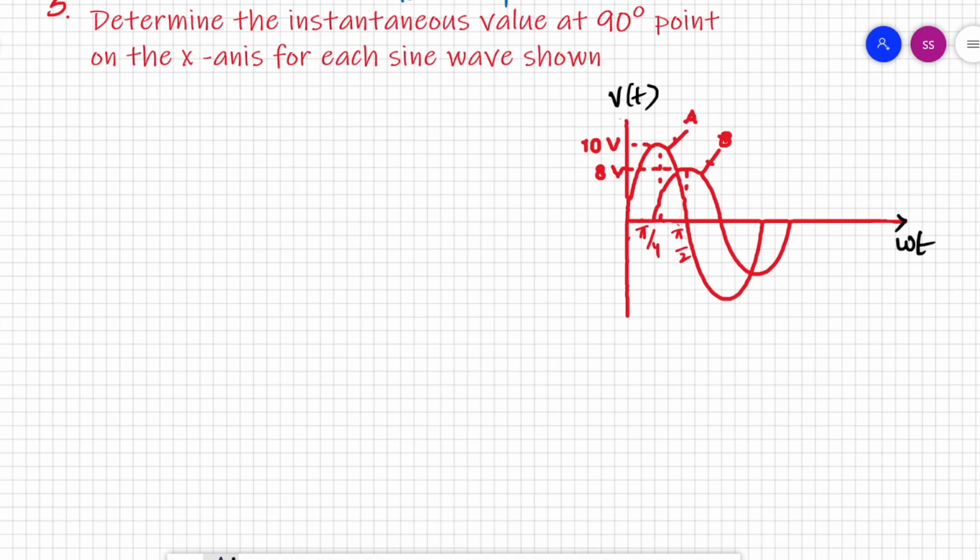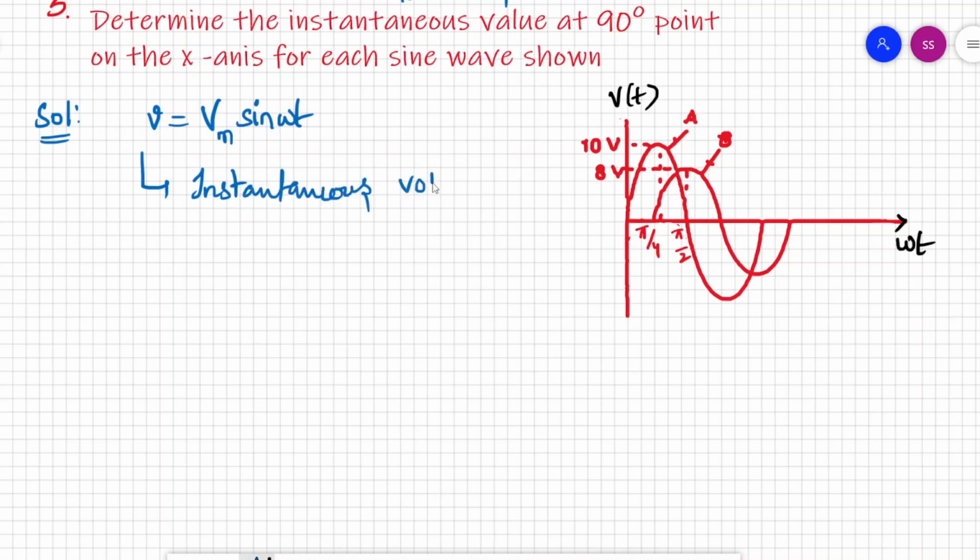So here we have the third problem: determine the instantaneous value at the 90-degree point on the x-axis for each sine wave shown. We need to find the instantaneous value. I have already told you what an instantaneous value is, that is v equal to Vm sine omega t. This is called instantaneous voltage.